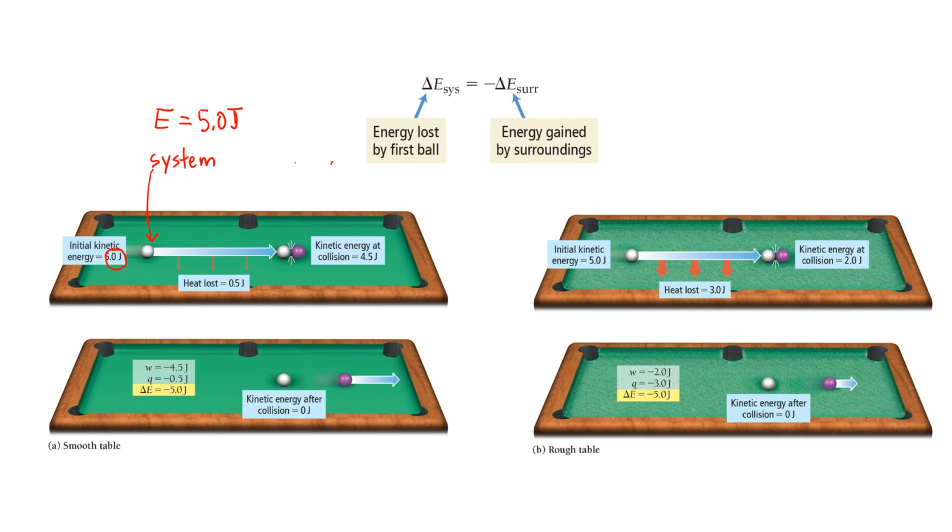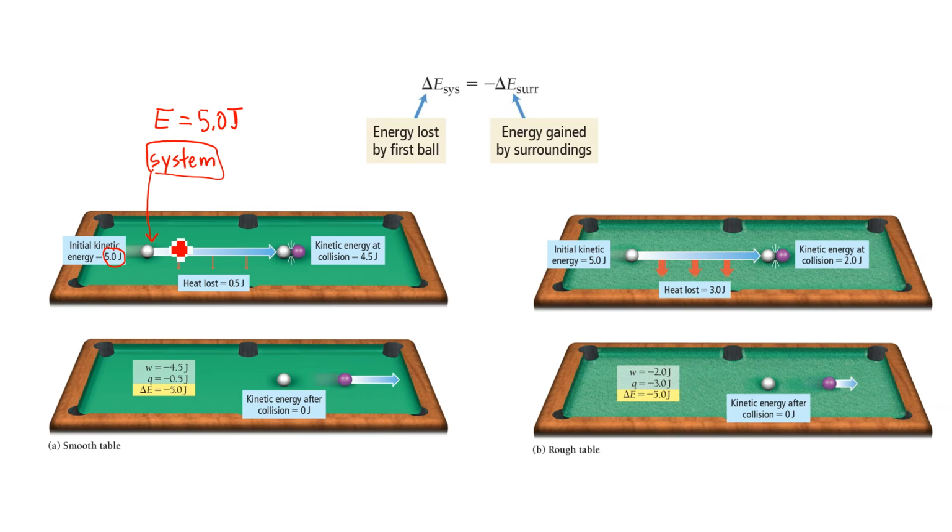Remember that internal energy is the sum of potential and kinetic energy. But let's just say right now, the energy is all kinetic. It's not potential. We basically have 5 joules of kinetic energy for this ball. And we're describing that ball as the system. Now, let's see how the internal energy is going to change as the ball rolls down the table.